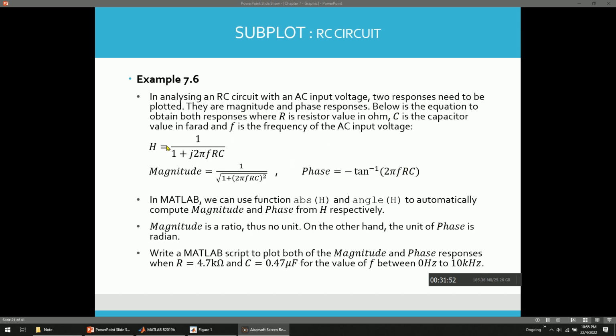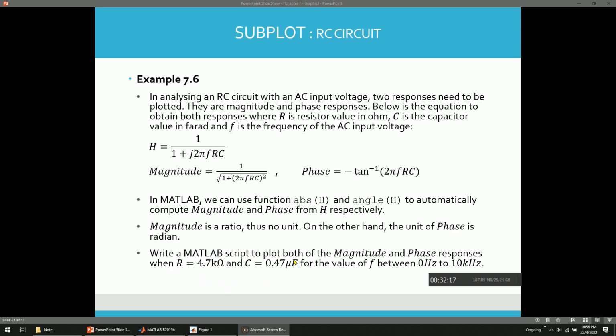In MATLAB you can automatically calculate this using abs, absolute. So for the magnitude you get the answer from this, and the angle is this one. You have angle, and you will get the answer automatically. Magnitude is a ratio, so it has no unit. On the other hand, the unit of phase is radian.